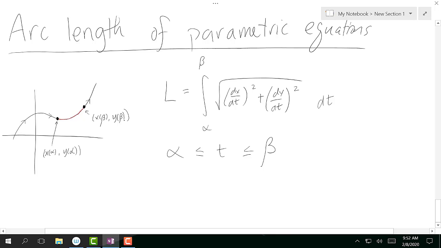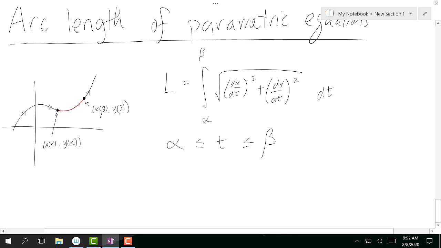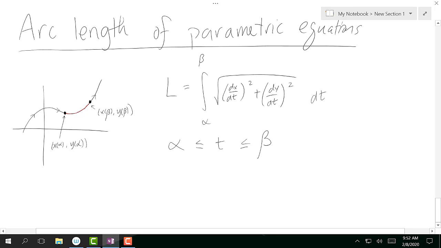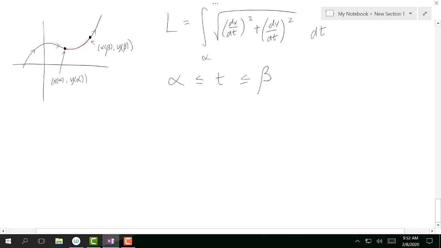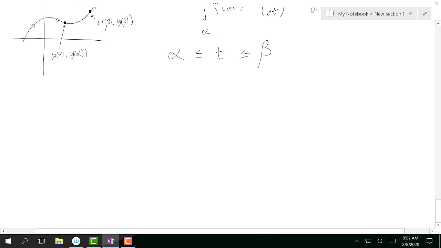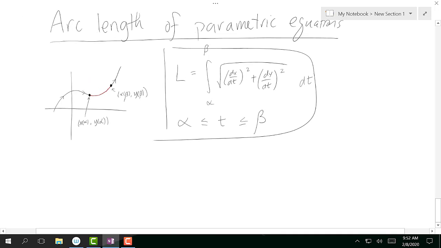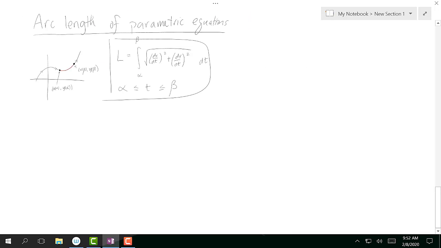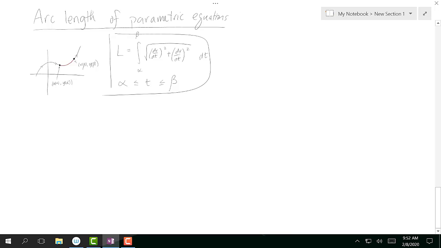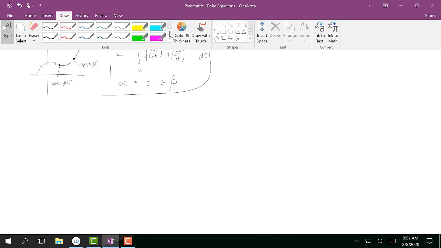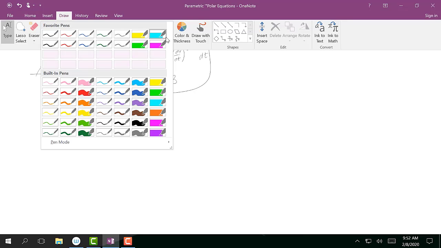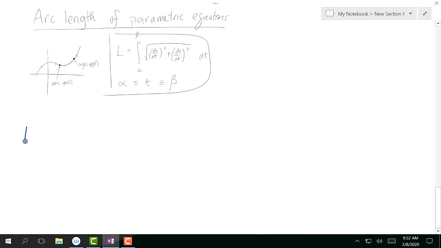Okay, so let's go ahead and look at an example of this. So again, this is our equation. I'll zoom out just a little bit. Okay, so let's go ahead and look at an example real quick.